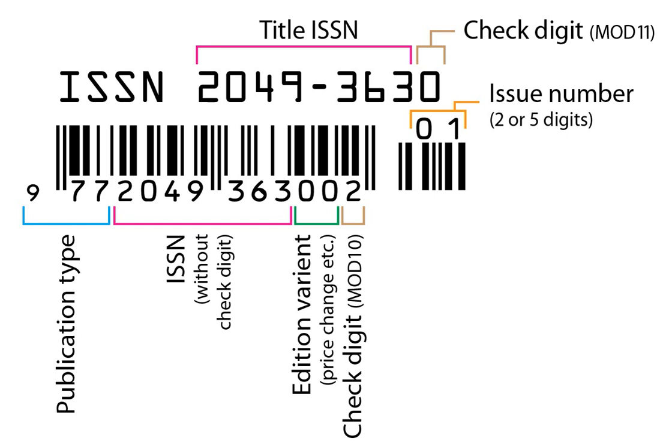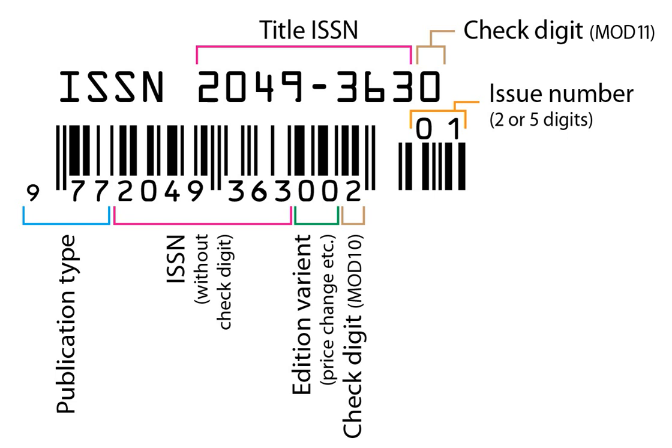When a serial with the same content is published in more than one media type, a different ISSN is assigned to each media type. For example, many serials are published both in print and electronic media. The ISSN system refers to these types as print ISSN, PISSN, and electronic ISSN, EISSN, respectively.